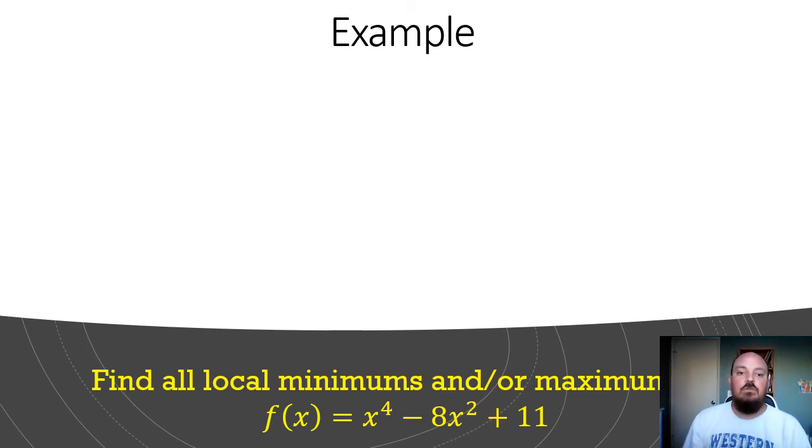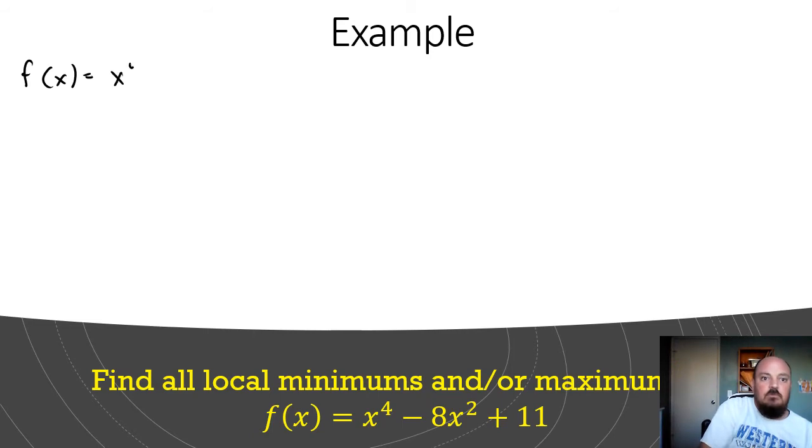So we're going to find all the local minimums or maximums of, and the directions are actually on the bottom here, x to the 4th minus 8x squared plus 11. All right, so step one, let me start with the function, x to the fourth minus 8x squared plus 11. Step one is to find the critical values, which we did in part one.